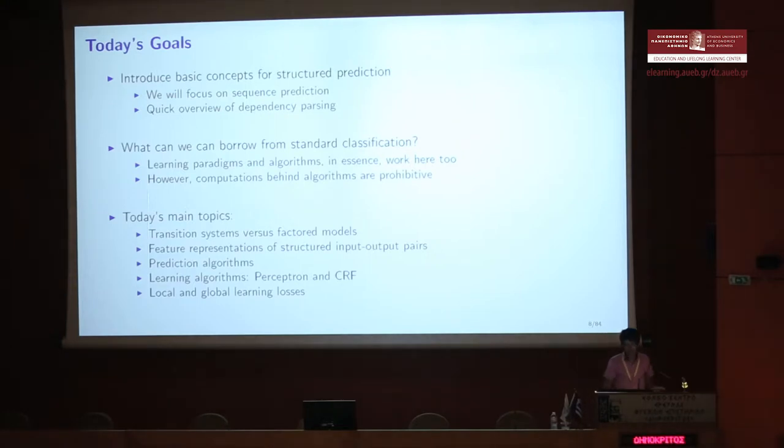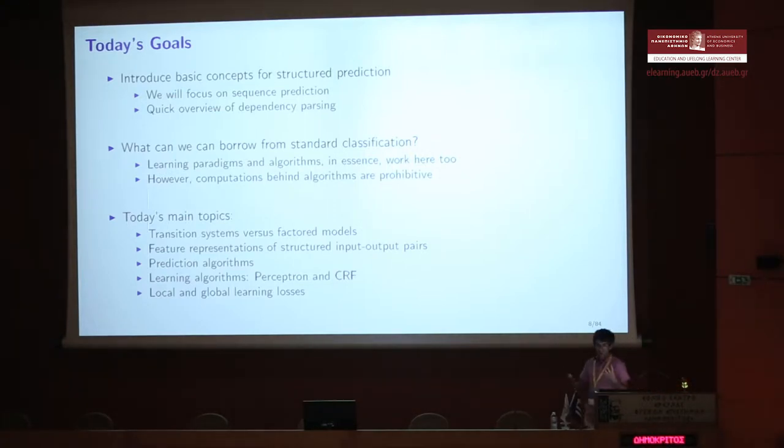And the answer is yes. So the learning paradigms and algorithms, why something generalizes or not, it's exactly the same. But the problem here will be that because we're predicting structures, which are complex objects, there's going to be a computational aspect, right? So certain computations, if we do them in a naive way, are going to be very prohibitive, right? So we need to adapt that part of the methods.